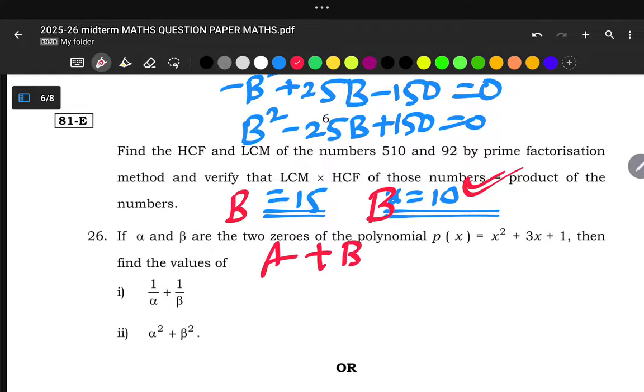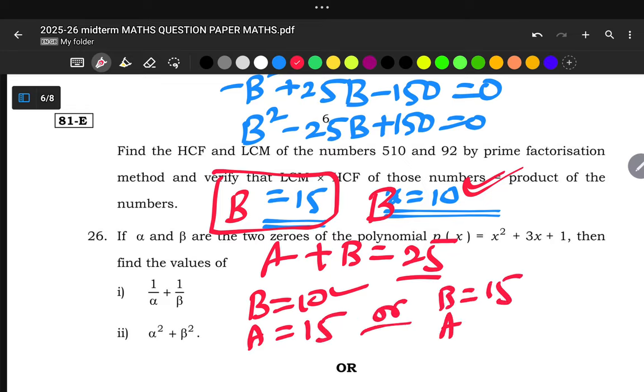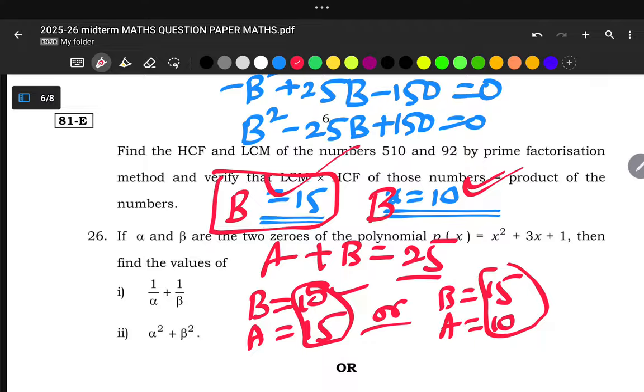See what is the given condition first. A plus b equals 25, that is the first equation. A and b together have 25 marbles. When b equals 10, a equals 15, or when b equals 15, a equals 10. Then only 15 plus 10 equals 25. Here also 15 plus 10 equals 25. If b equals 15, a equals 10. If b equals 10, a equals 15.